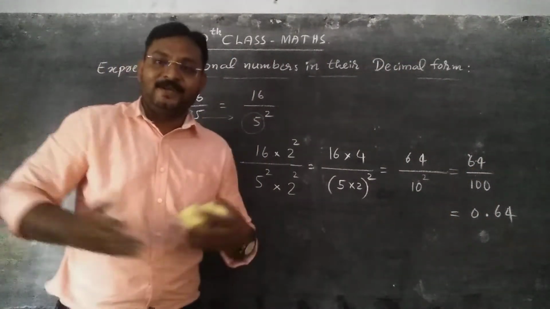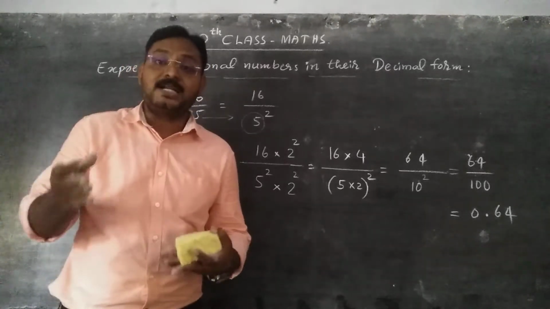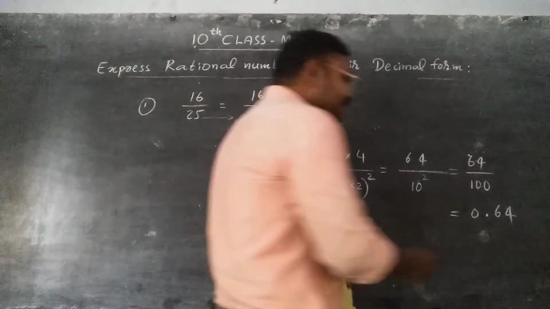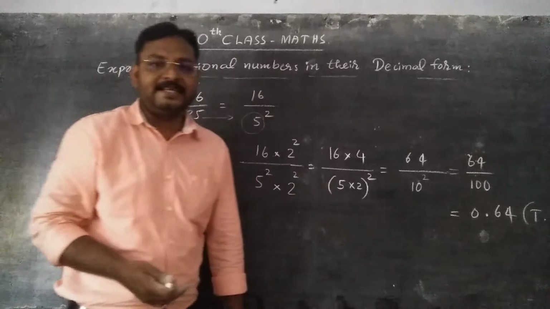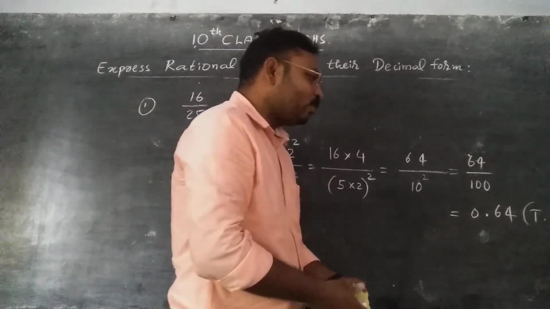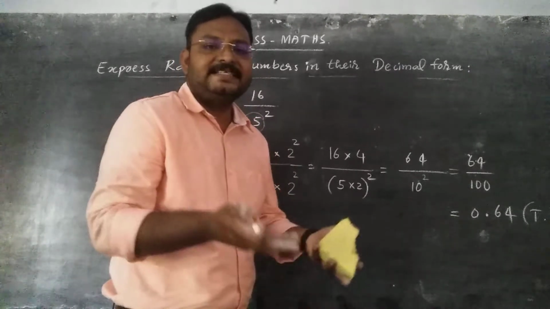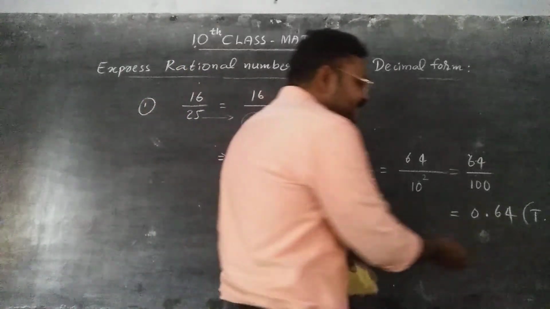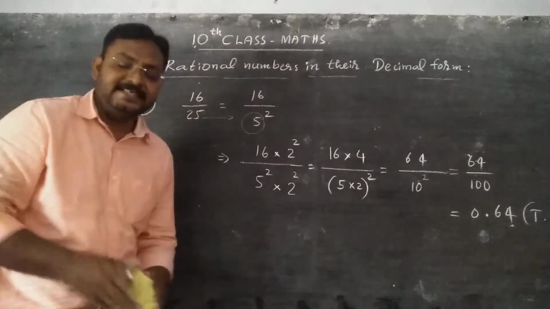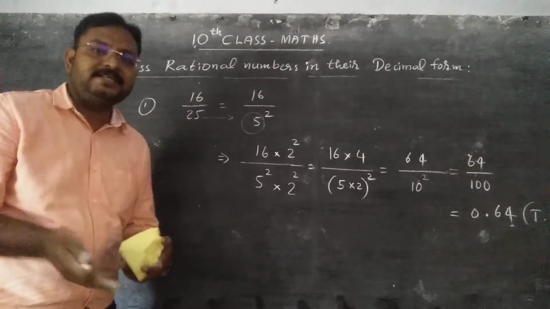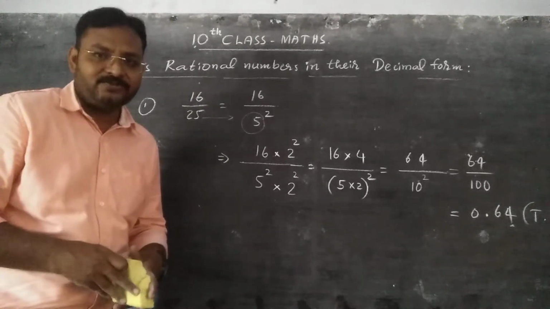0.64. Yes, we got the answer 0.64, which is a terminating decimal. Why is it a terminating decimal? Because this decimal does not go on forever. It has stopped. The last digit is 4 only, so it is a terminating decimal. This is the process to find the decimal expansion without performing actual division.